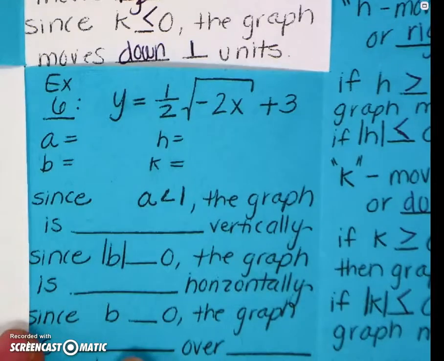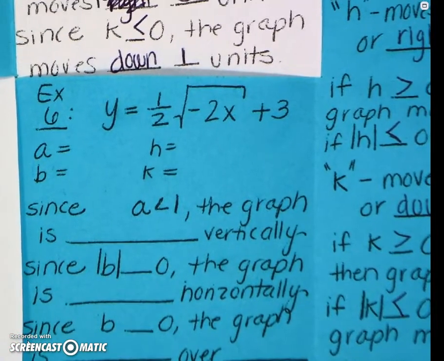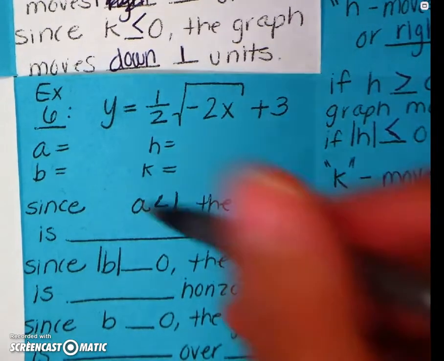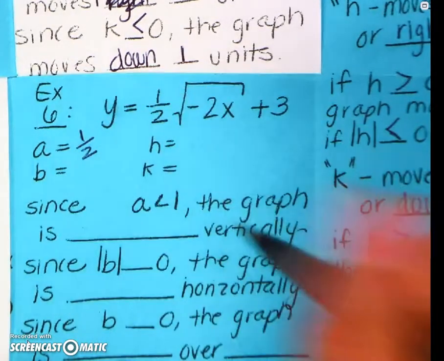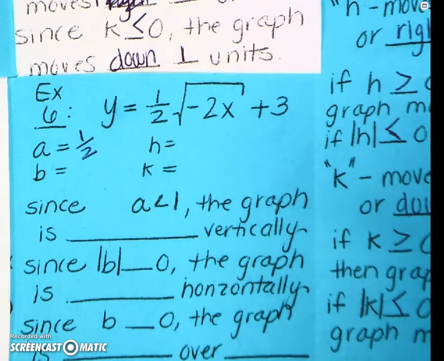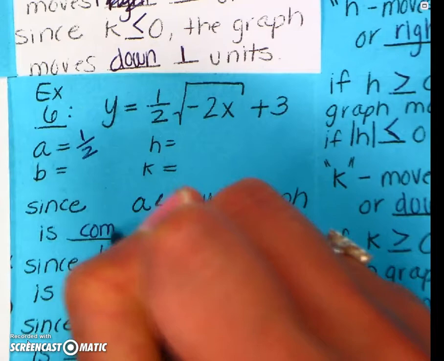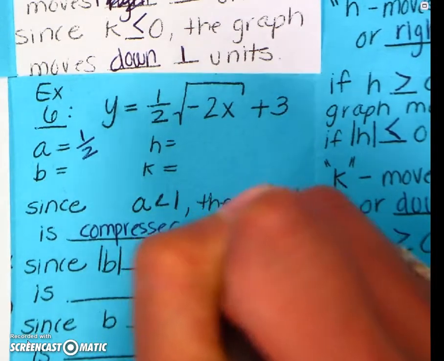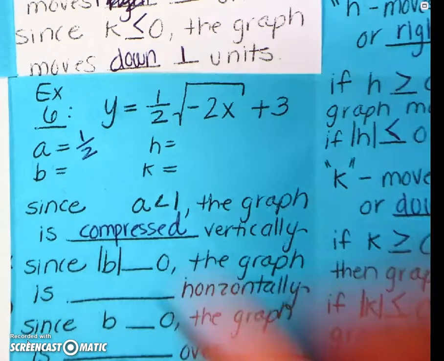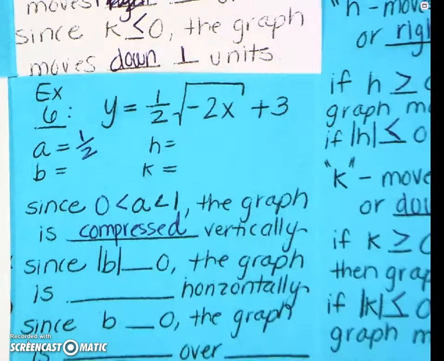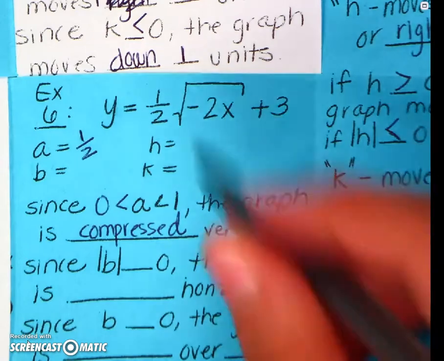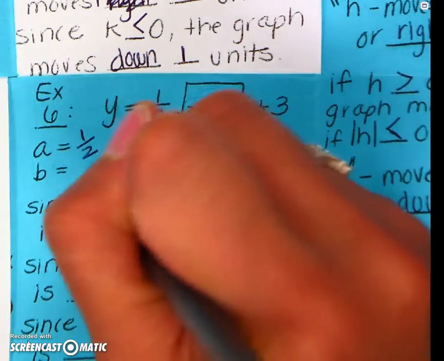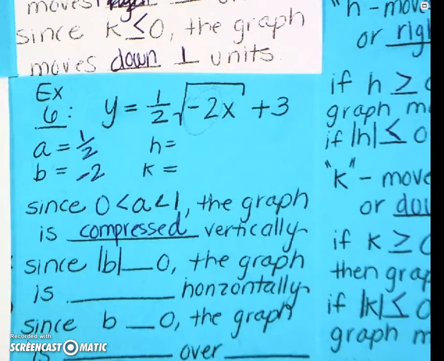All right, let's go to the last example, example 6. a is equal to what? 1/2. Since we know that a is less than 1, then the graph is stretched or compressed? It's compressed. It's a fraction, right? Since a is between 0 and 1. Since the absolute value of b, what's b? -2. And the absolute value of that is 2.